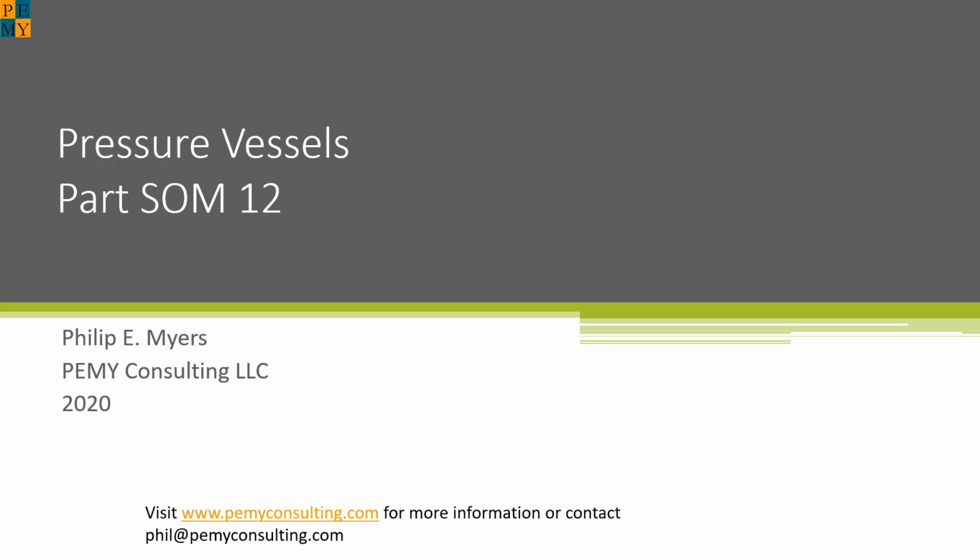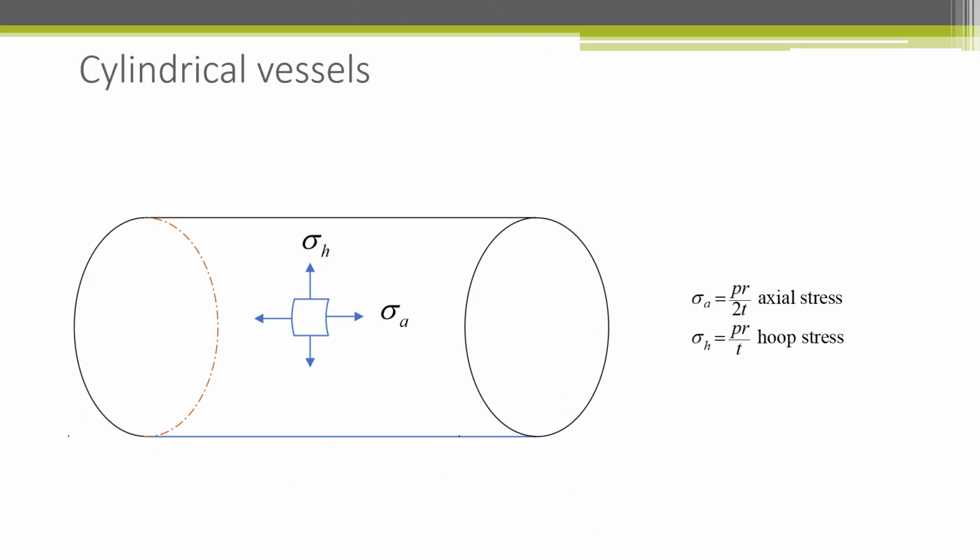We are at the point where we can now talk about normal and shear stresses in pressure vessels. This is a cylindrical pressure vessel. The biaxial stresses acting on the shell are sigma A, or the axial stress, and sigma H, or the hoop stress. Can you guess which one is larger? The formulas on the right are for the thin wall pressure formulas we reviewed earlier. They give the axial and hoop stresses, which are principal stresses in the pressure vessel. Note that the hoop stress is twice as large as the axial stress.